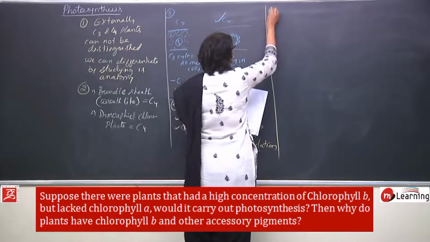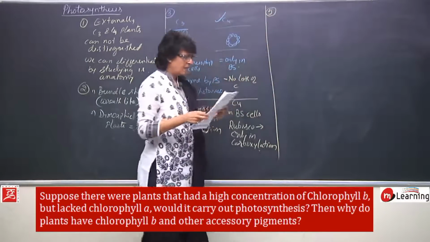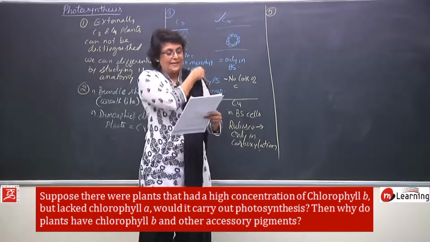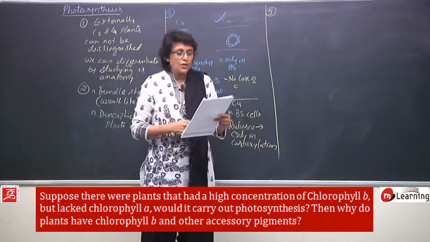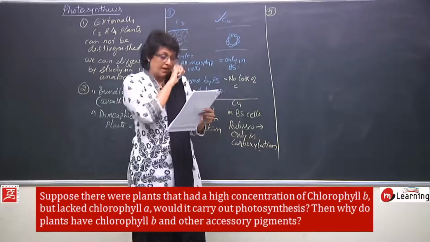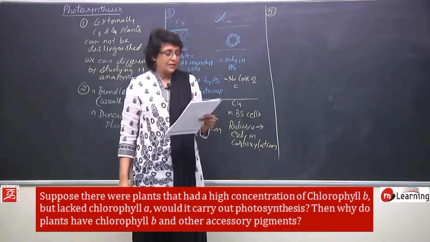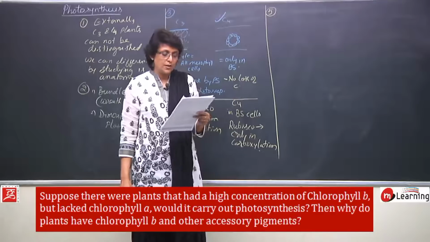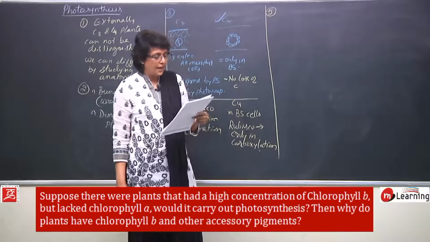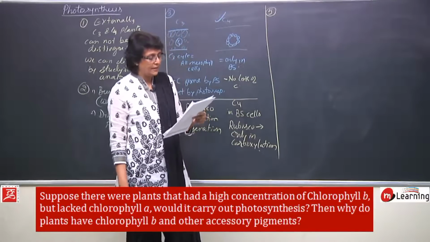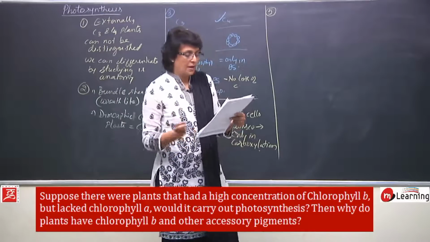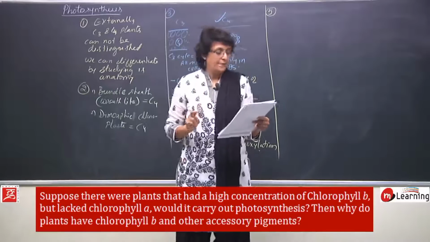Question 5. Suppose there were plants that had a high concentration of chlorophyll B but lacked chlorophyll A. Would it carry out photosynthesis? Then why do plants have chlorophyll B and other accessory pigments? There are parts in this question. Let me read out the first part again.